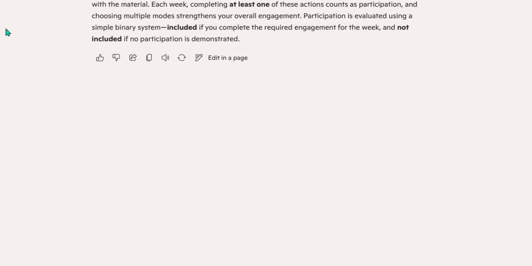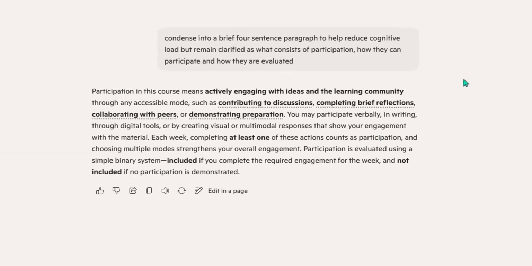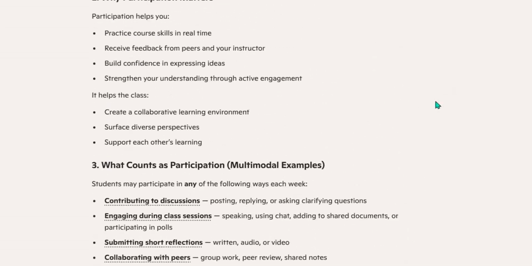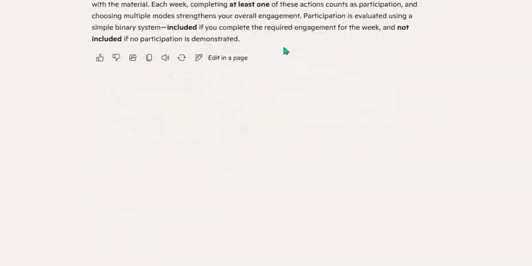Participation is evaluated using a simple binary system, included if you complete the required engagement and not included if no participation is demonstrated. So now we have taken all of this information above and we have condensed it into one simple syllabus statement.